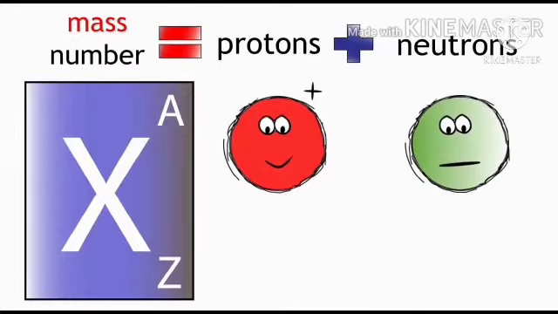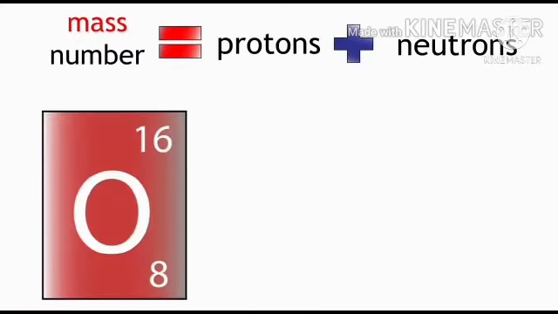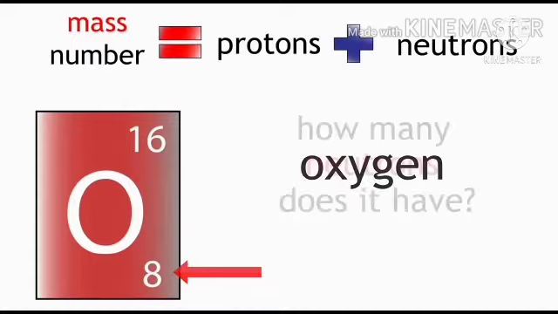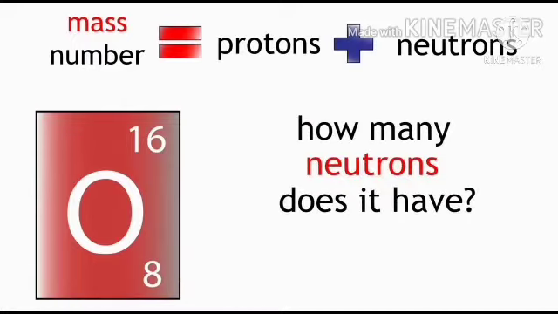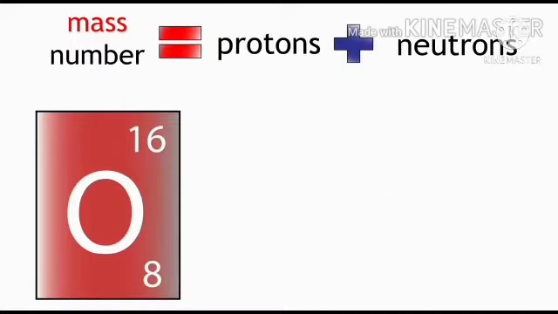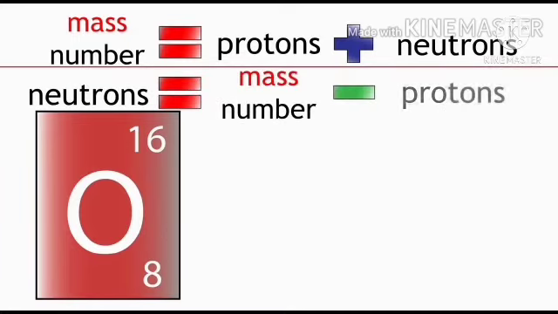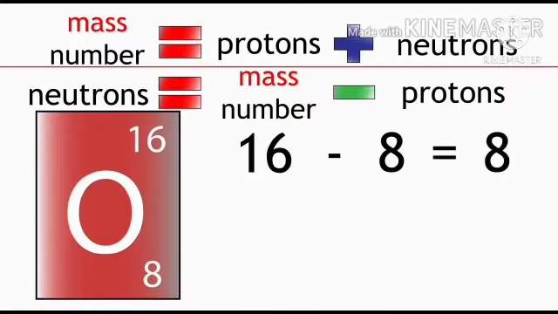So, if you take oxygen, oxygen has a mass number 16 and atomic number 8. How many neutrons does it have? Remember, mass number equals protons plus neutrons. We can rearrange this to show that neutrons equal mass number minus atomic number. 16 minus 8 equals 8. Oxygen therefore has 8 neutrons.